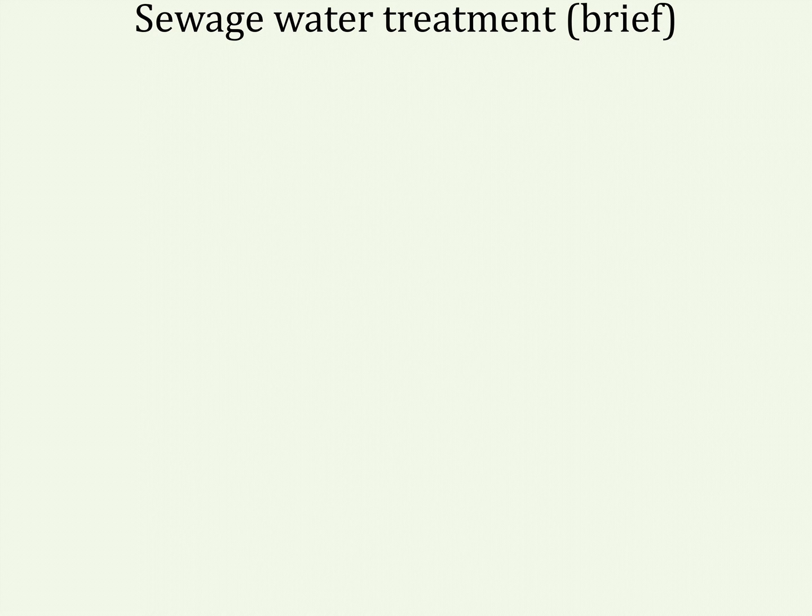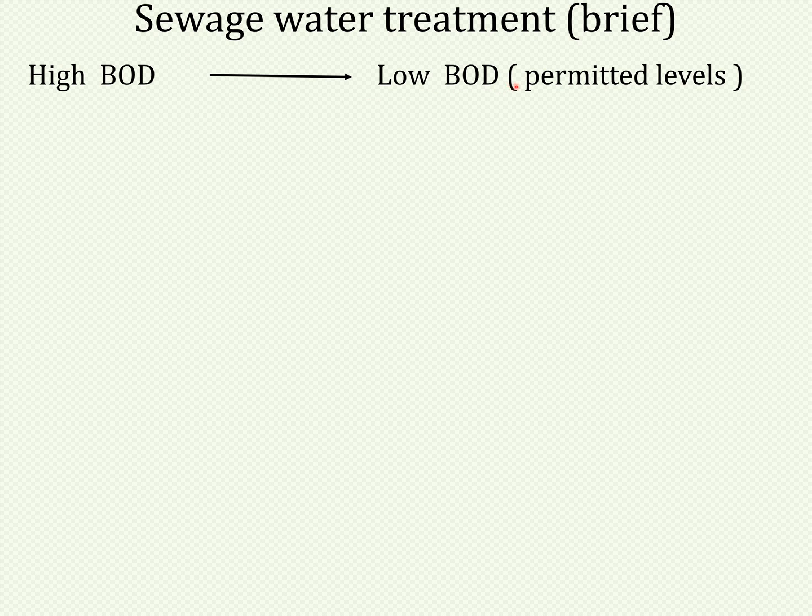The main aim of sewage water treatment is to reduce the high BOD of the sewage water to low permitted levels of BOD. BOD, you may know, is a very important parameter in determining the extent of pollution present in water. High BOD means highly polluted water. So we are now going to lower the BOD to permitted levels through a series of treatment processes. And all these treatment processes put together will form the sewage water treatment.